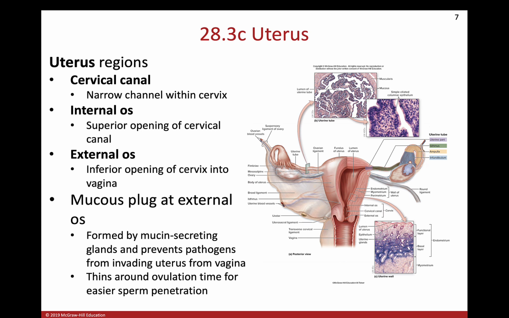Now, if we look at the cervical canal, that is the narrow channel within the cervix. There are two areas that are associated with the cervix: the internal os, that is the superior opening of the cervical canal, and also the external os, that is the inferior opening of the cervix into the vagina. Now, there is something called a mucus plug at the external os, and this is formed by mucin-secreting glands, and the role of these glands is to prevent pathogens from invading the uterus from the vagina. This mucus plug will thin around ovulation so that it is easier for sperm to penetrate.